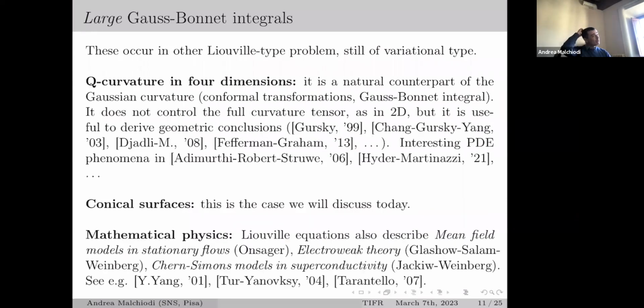And there are also motivations from mathematical physics, because the Liouville equations describe mean field models in stationary flows in fluid dynamics, electroweak theory, and Chern-Simons models in superconductivity. So these are, for example, some references, and you can look, for example, at the very nice books by Yisong Yang and Tarantello.